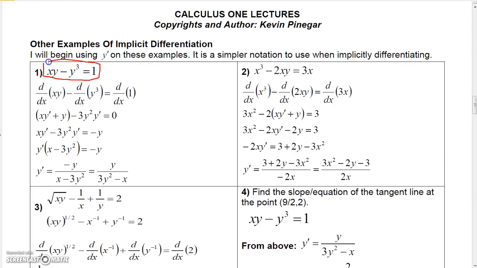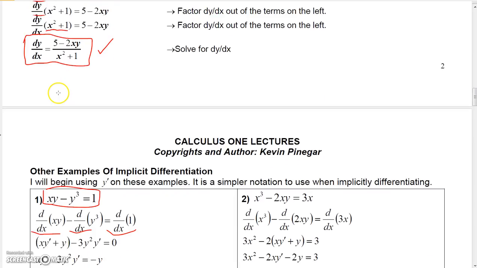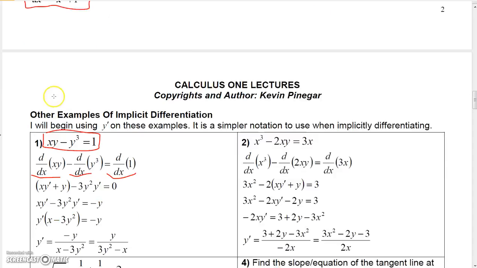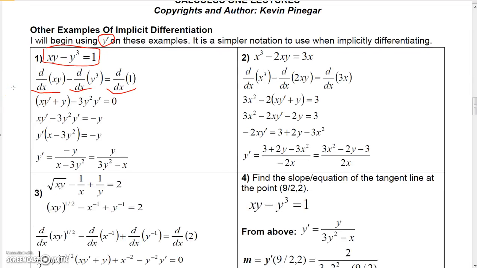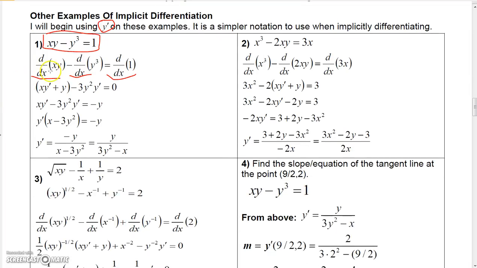Here's one with 3 terms. So again, I'm going to take the derivative of each term with respect to x. Now I guess you could skip this step and just go straight to it. But let's see, the derivative of xy, I got to use the product rule. Now, instead of using dy over dx here, I'm going to shorten it a little bit and use y prime in its place. It's okay to do that as long as you know what y prime represents. And in this case, it represents dy over dx.